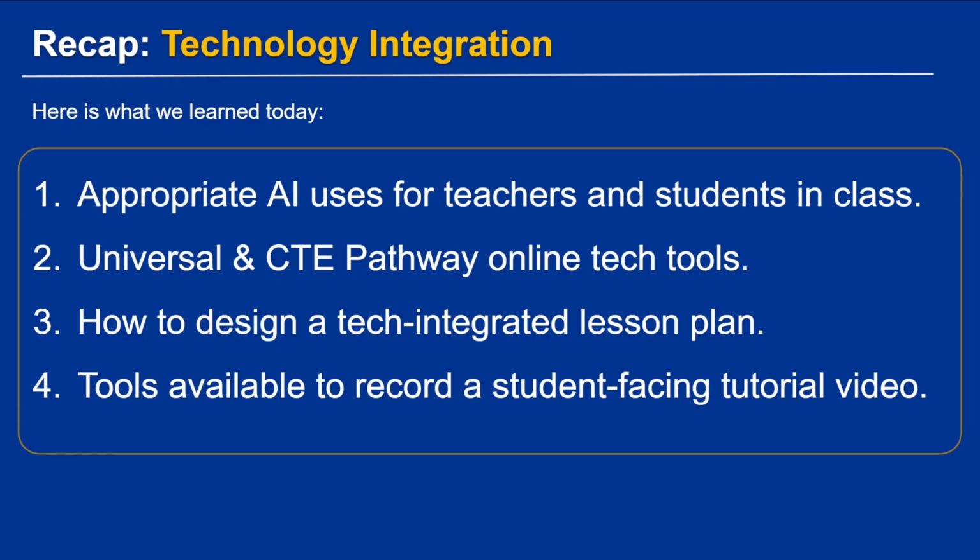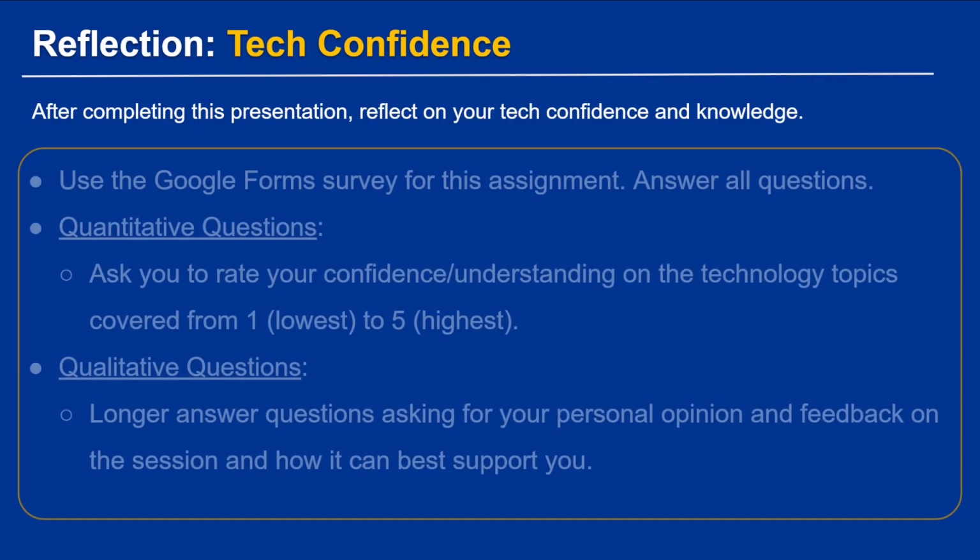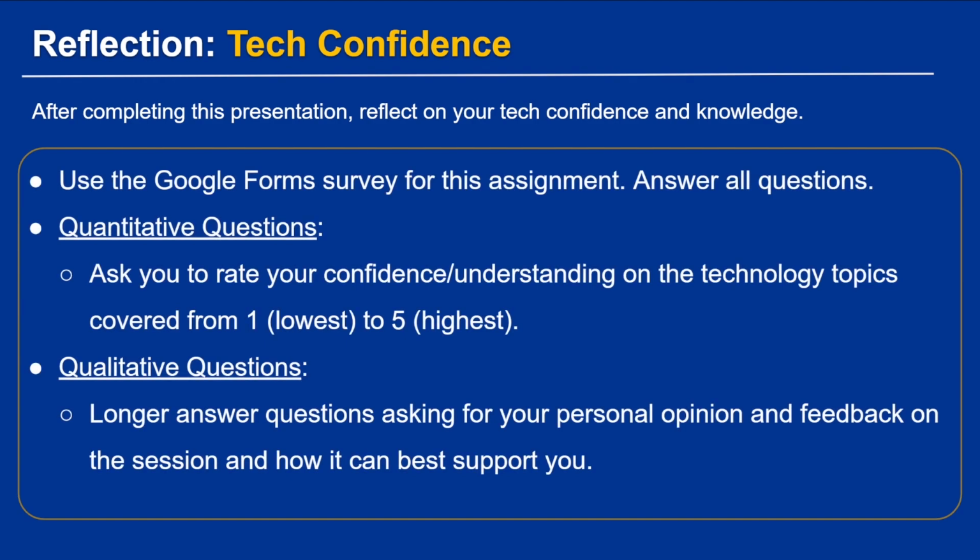The last thing we'll do is wrap up by completing a survey so you can reflect on your confidence in using technology in the classroom. So attached to this lesson is a Google Forms survey. Please complete that survey immediately after you finish watching this video. There's 2 types of questions on it: quantitative questions where you'll rate your confidence and understanding of technology in the classroom based on this lesson you're watching, and qualitative questions where you can write longer answers and let me know more specific opinions and feedback on the material.